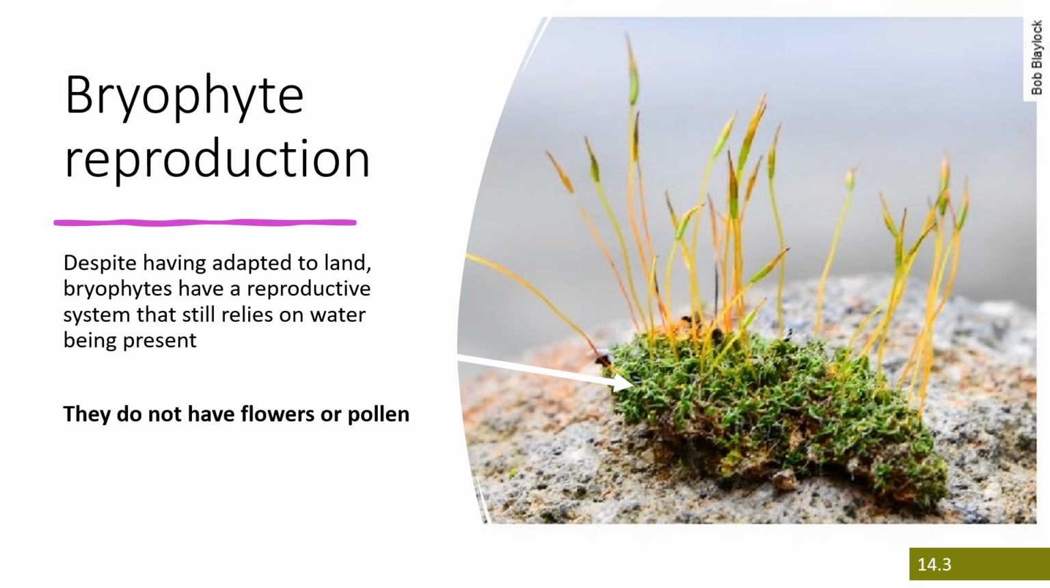When plants were all aquatic, they could use the water to spread their reproductive cells. Bryophytes still rely on water to do this, so again they need to live in a moist environment. Bryophytes do not have flowers or produce pollen.